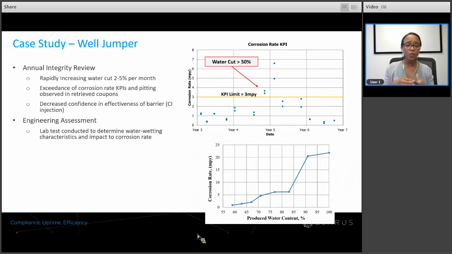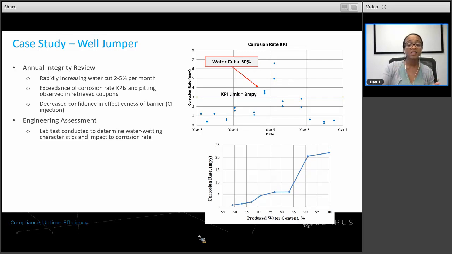With that, we wanted to look at how the water cut was affecting the corrosion rate and determining the water wetting characteristics and their impact. Again, from design, we had that there was a low probability of water wetting, but now as we were cutting water more rapidly, those design assumptions were no longer valid, so we wanted to reassess. What we found is that at water cuts of greater than 50%, between 50 and 90%, the corrosion rate was greatly impacted. It increased rapidly, as you can see on the bottom graph.